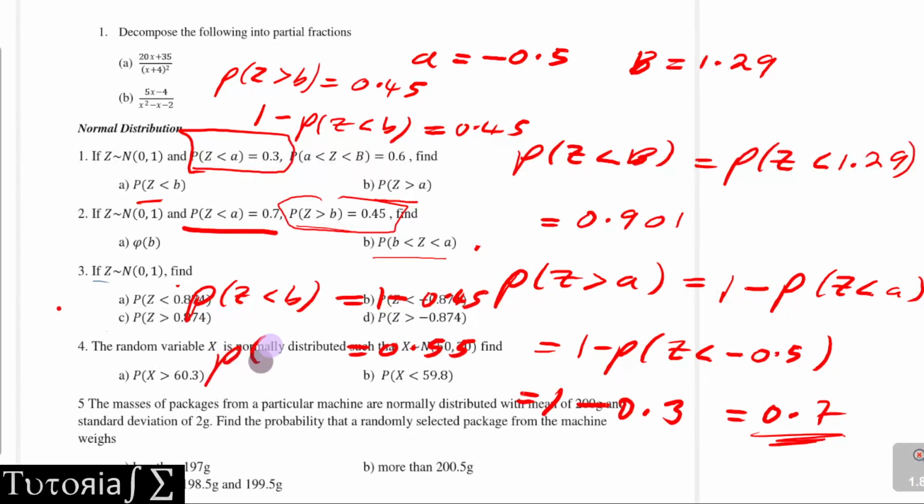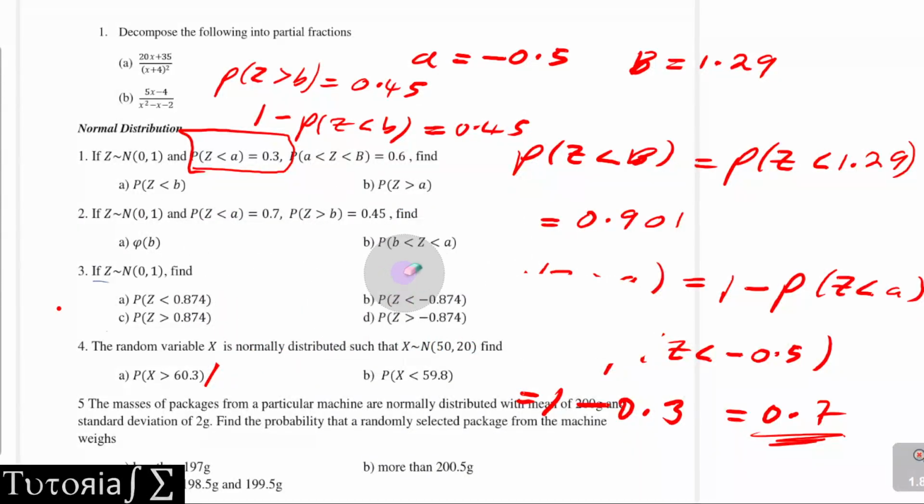So probability of Z less than B. So what value does 0.55 correspond to? That will help you find your B there. Then from there you can work out this one. Then for A is straightforward. What value of 0.7 gives you A there? So that is what you do.